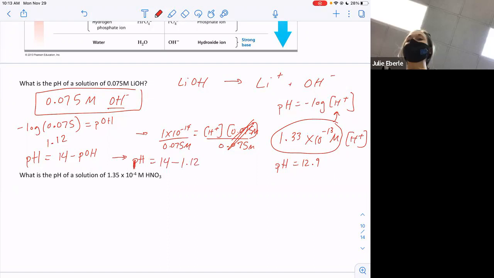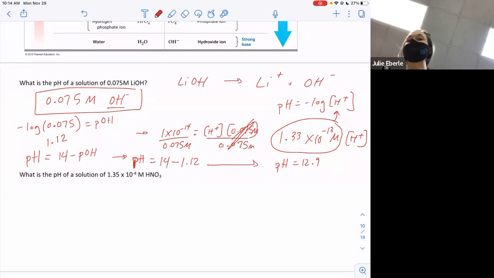Y'all like that way better? Different people like different ways. Yeah, that's why I show you all this equation, because I think it's a little easier. And you should find the same thing. Boom, pH equals, well, I got different decimals there, but right around 12.9. Okay. You know me, I'm not gonna count off points if you give me 1 or 2 decimals.